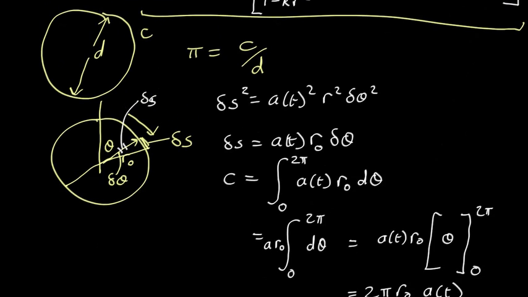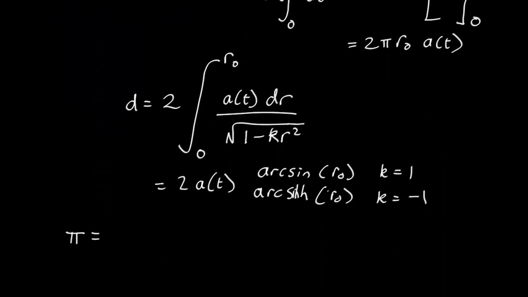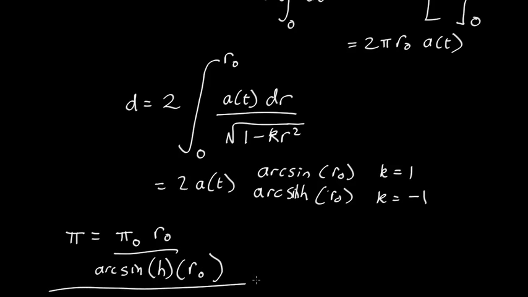if you remember, pi is c over d, and c is 2 pi r0 and a of t, and d is this. So the 2's cancel, so pi is pi in our own universe, let's call that pi naught. The a of t's cancel, r0 over either this arc sine or the arc hyperbolic sine of r0. So pi is not a constant, but will change.